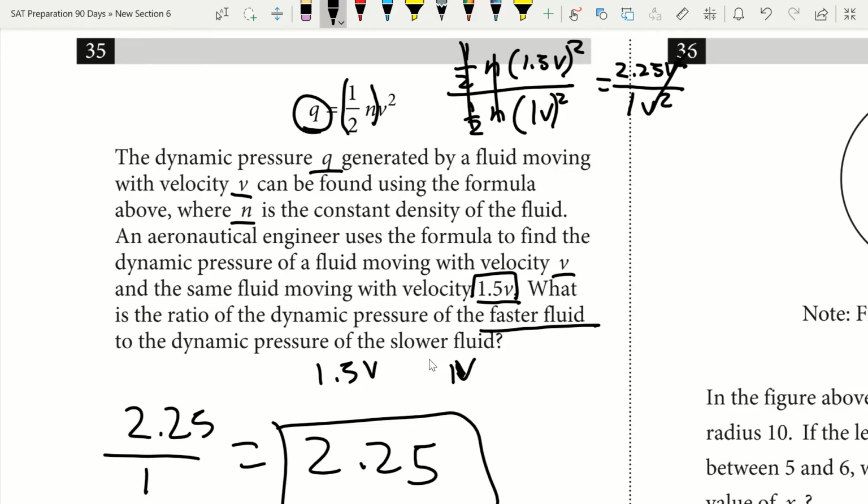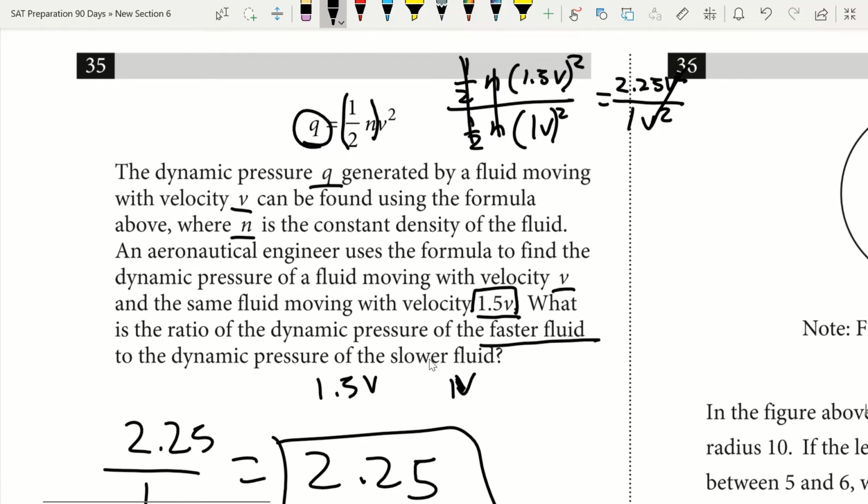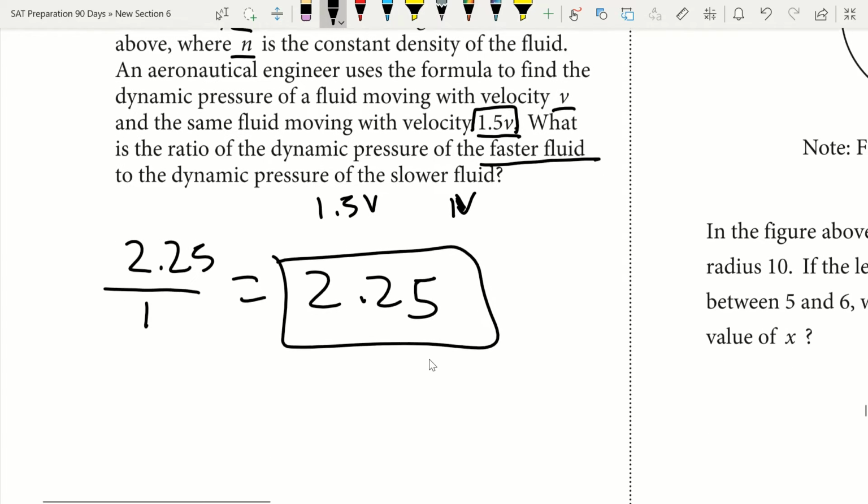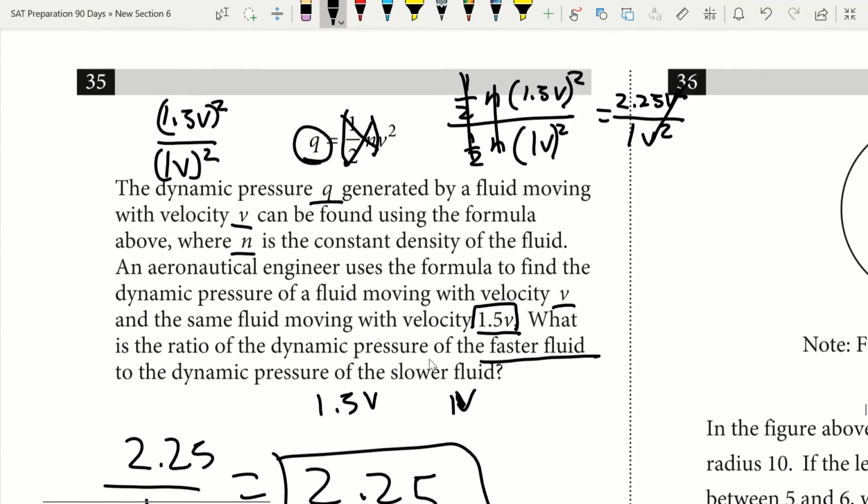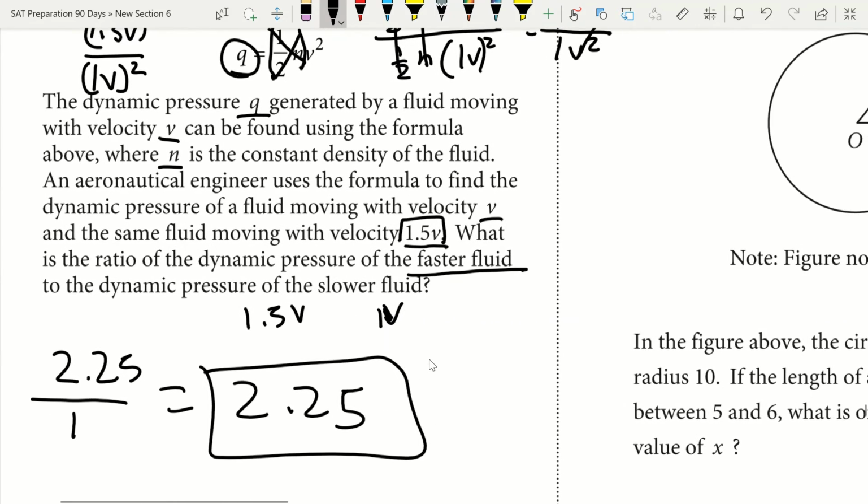If you wanted to show all your work, that's what it would look like, but I don't recommend showing all your work. I recommend just recognizing that the 1/2 N is going to cancel, so just get rid of it, and then just doing the V squared over V squared. So it'd be 1.5 V squared all over 1 V squared, and that's going to get you 2.25. That's how I'd recommend doing it. Rather than writing out that whole thing and canceling, just recognize that they're going to cancel.